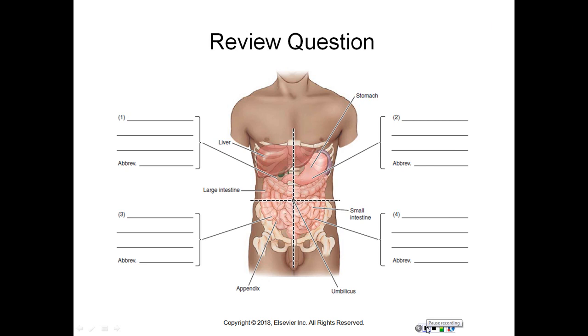Again, I highly recommend doing these exercises within the textbook. They're not for a grade, but again, the more you can practice, the better off you will be. And I'm going to end this recording.